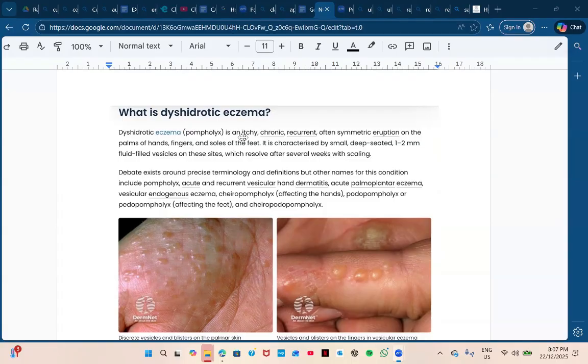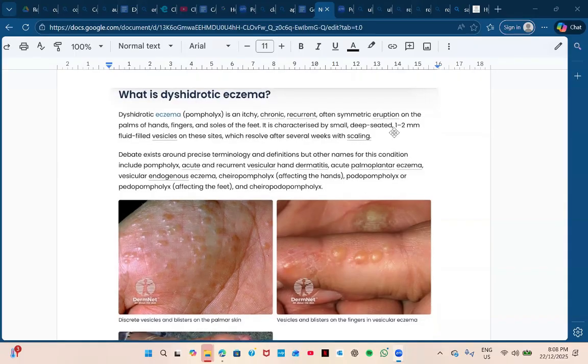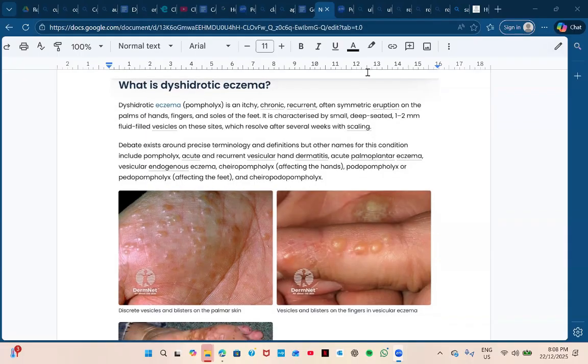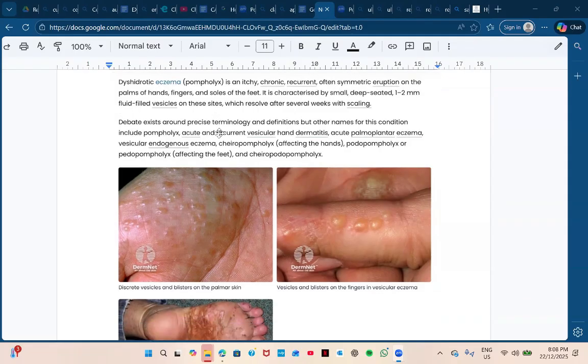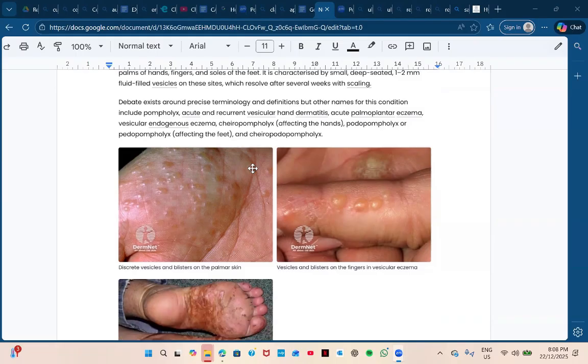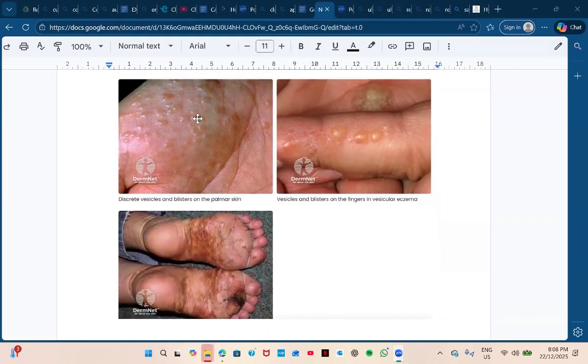It is a chronic itchy condition. You have to remember the symptoms: itchy, chronic, recurrent, often symmetric eruption of the palms of the hands, fingers, and soles of the feet. This is characterized by small, deep-seated 1 to 2 millimeter fluid-filled vesicles on these sites, which resolve after several weeks with scaling. So you should know how this presents and what type of disease it is, and the locations. This is the picture you should know.